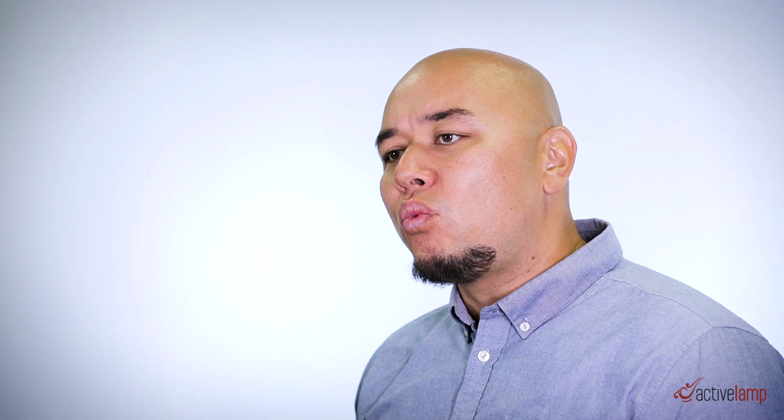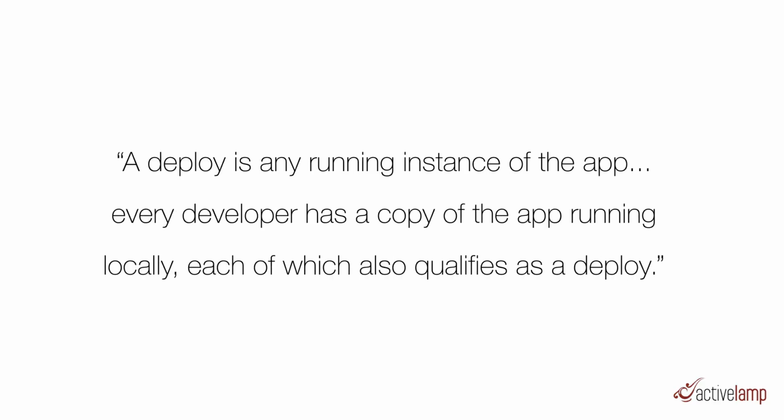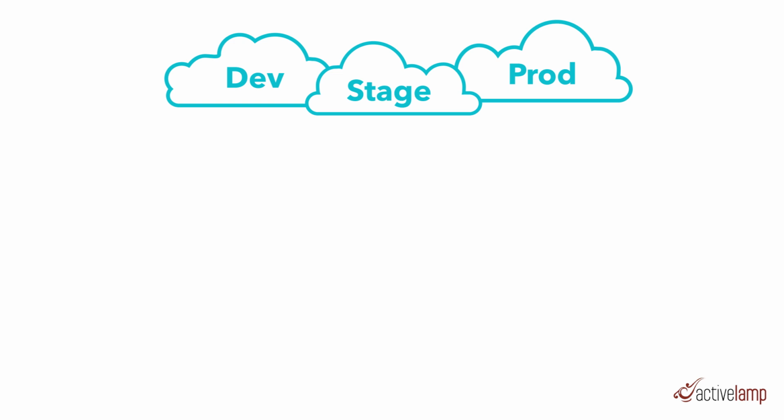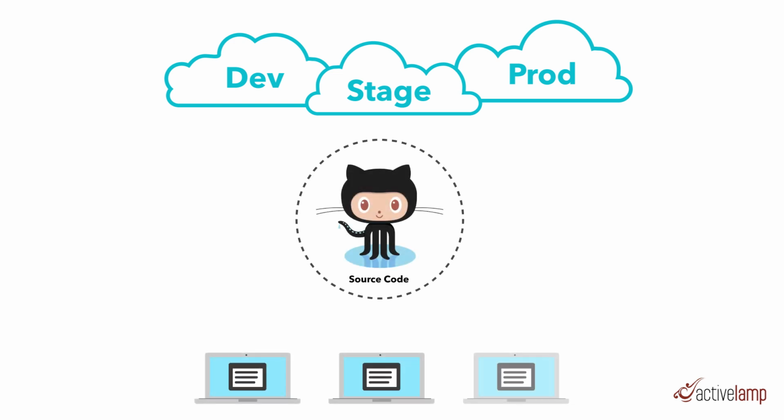But as Factor 1 of the 12-factor app says, a deploy is any running instance of the app. Every developer has a copy of the app running locally, each of which also qualifies as a deploy. The essence of this factor is that your app code base should be kept in a code repository like Git, and that every deploy or environment that runs your app pulls the code base from the same code repository.